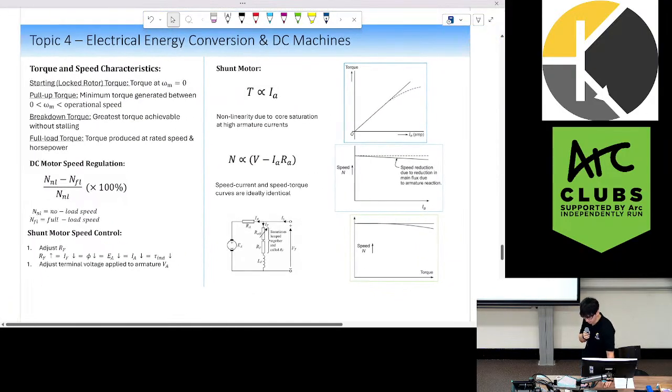Torque and speed characteristics. Some definitions on the top left. Starting torque is the torque at speed 0. Pull-up torque is the minimum torque generated across our entire range of speeds. Breakdown torque is the greatest torque we achieve, and full load torque is the torque at our rated speed. Speed regulation is given by this equation. Let's jump into the behaviors of each motor, starting with the shunt motor.